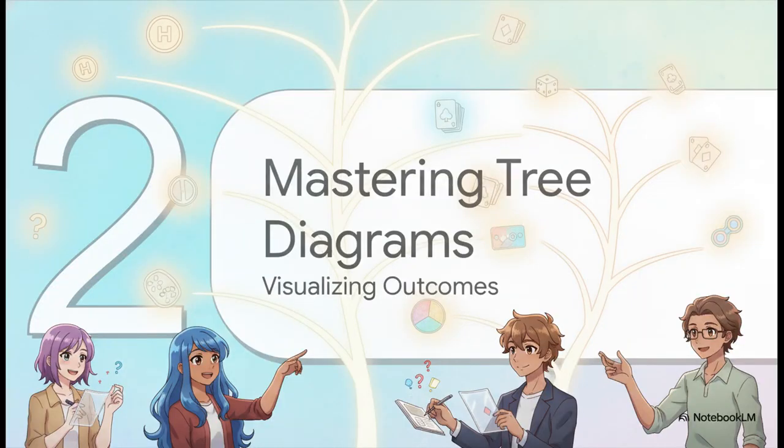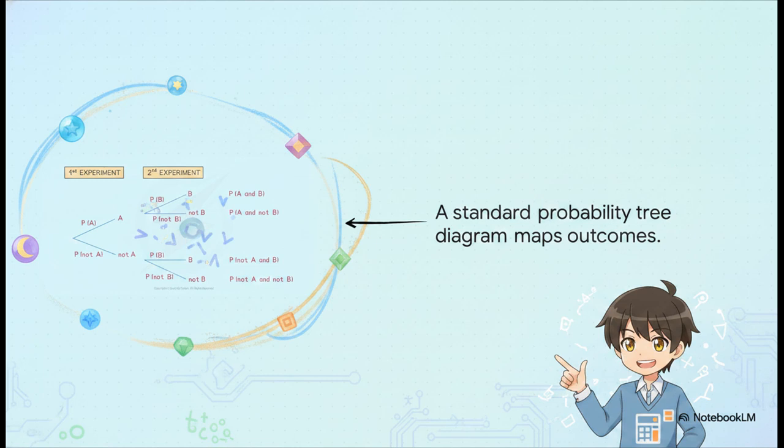Section 2. Mastering probability tree diagrams. Now, a standard probability tree diagram is basically the ultimate visual tool. It brilliantly maps out every single possible sequence of outcomes. You just read it from left to right. You start with the first experiment, which splits into your outcomes, say A and not A. Then, off those branches, you split it again for the second experiment. It takes what could be a totally messy, confusing word problem and organizes it into a perfectly clear, logical path.